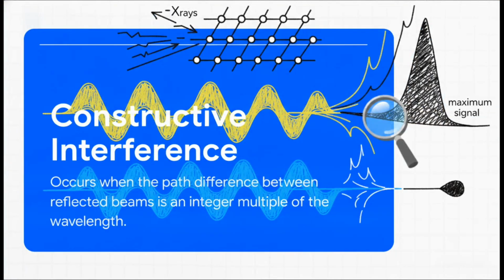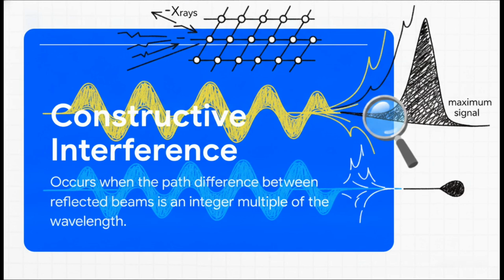Okay, so we know the beam hits the sample and bounces into a detector. But you might be wondering, why does that give us a sharp, spiky graph instead of just a random blur of scattered light? Well, the fundamental secret of XRD is that it doesn't just bounce light around randomly. It relies entirely on a phenomenon called constructive interference.